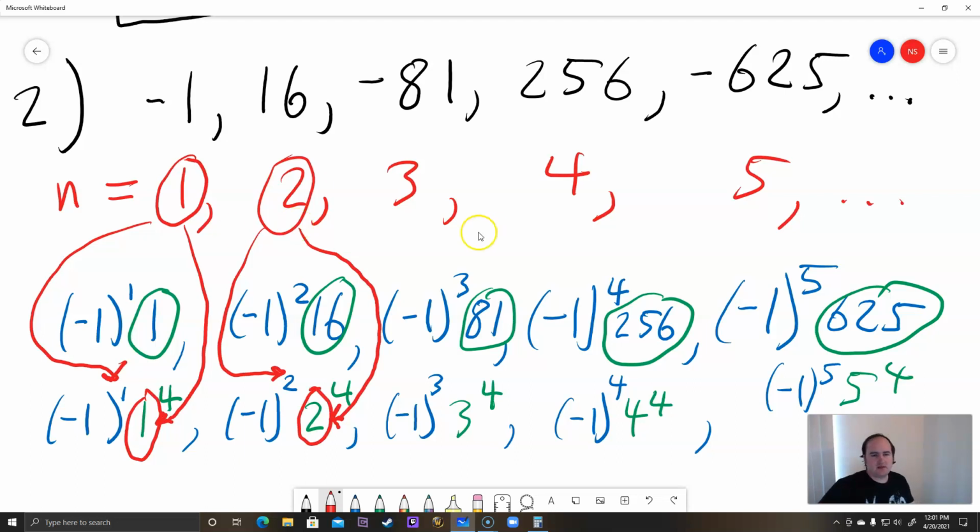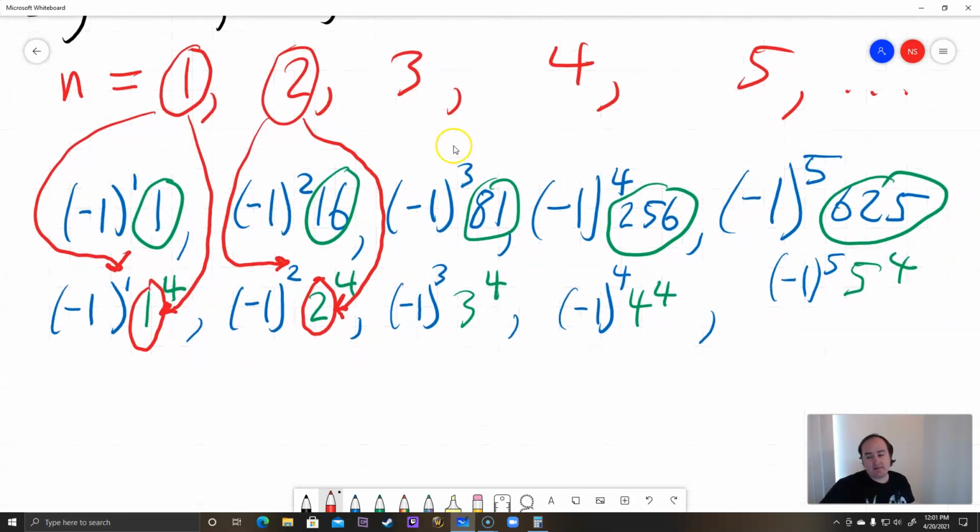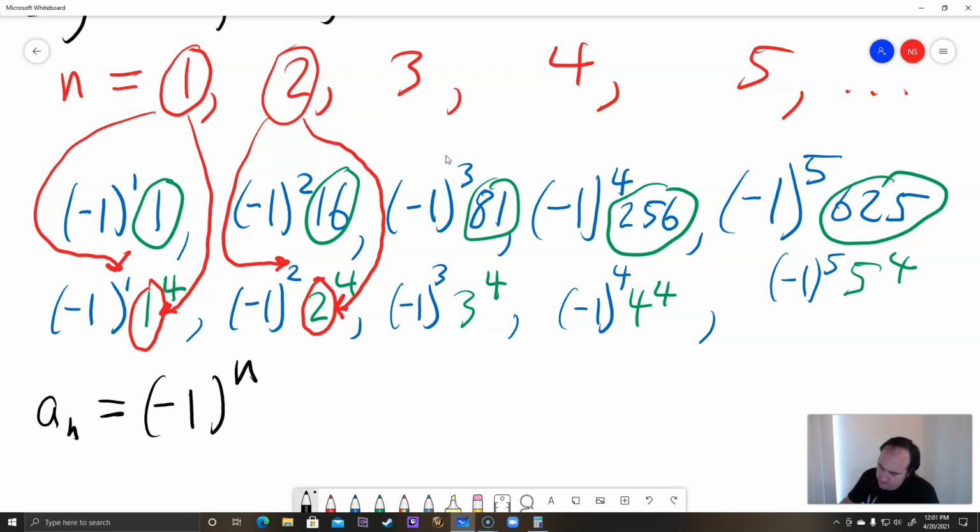Okay, so I think we're seeing a pattern. Well, we already have the pattern, so how do we write it as a formula? It's going to be a sub n equals negative 1 to the n times n to the fourth. Okay, negative 1 to the n times n to the fourth.